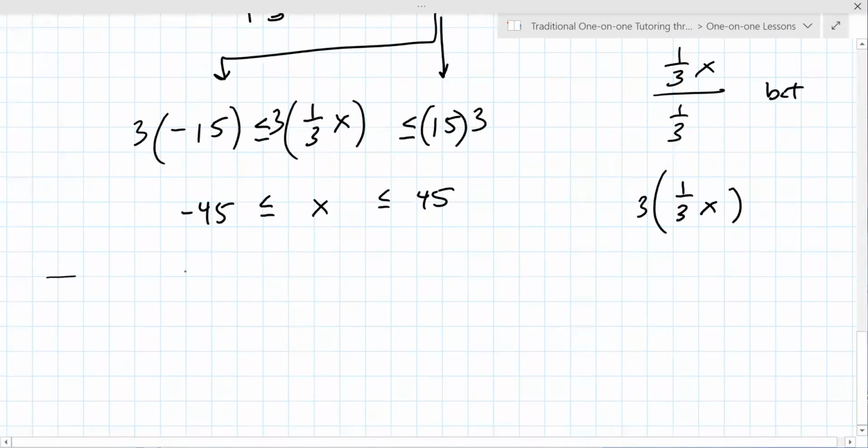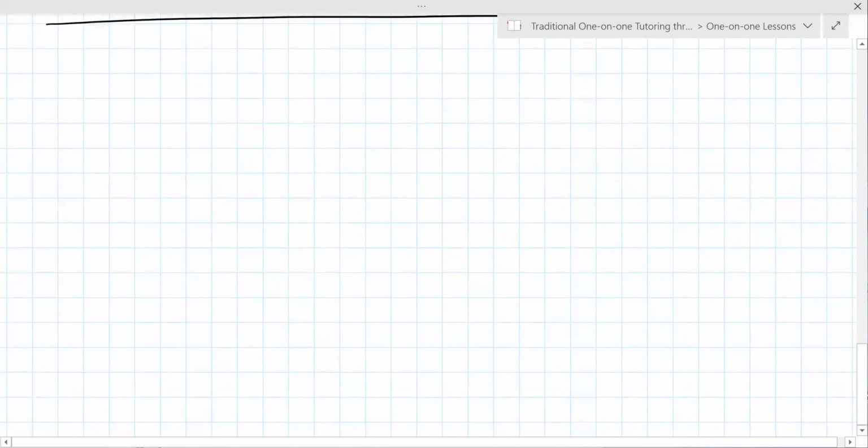All right, so now let's try a slightly more complicated one. The absolute value of 2x minus 1 less than or equal to 5.